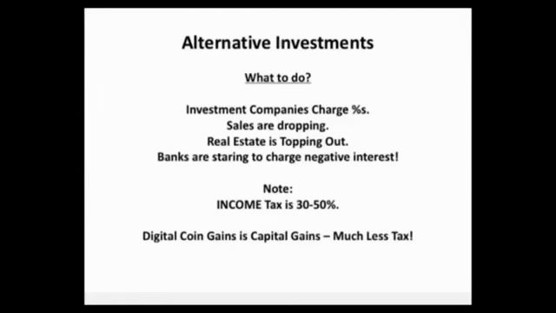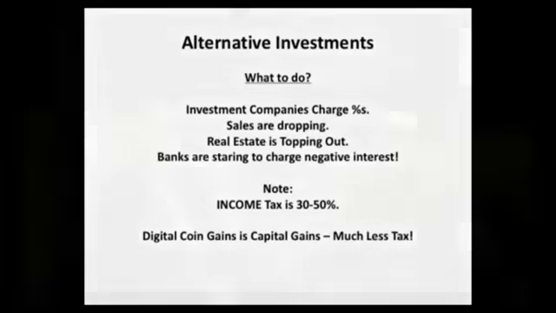And income tax is in the 30 to 50% tax bracket, but when you make profit on digital coins, it's considered a capital gain, and the taxes are much less. So at this point, Steve, what would you invest in? Does this look good in comparison with everything else that is going on?